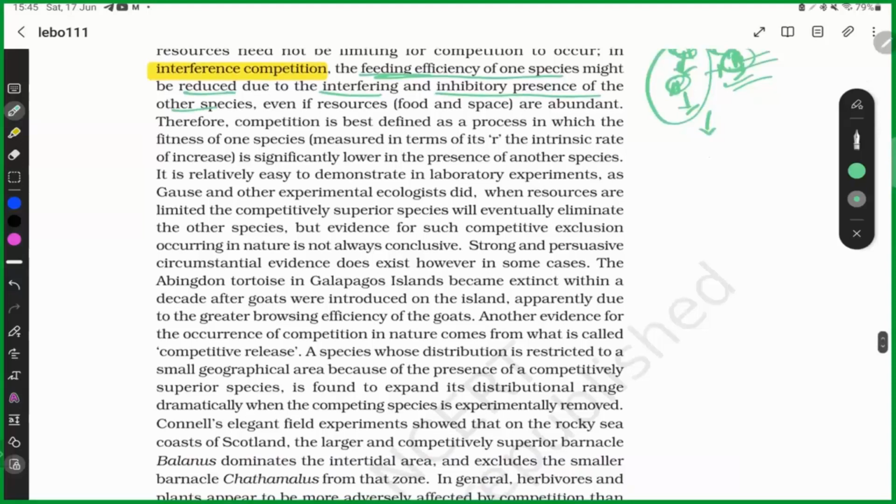So what is the best definition of competition? It is defined as a process in which the fitness of a species, which means its r value, the intrinsic rate of increase, is significantly lower in the presence of another species.